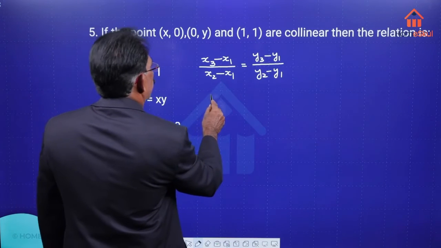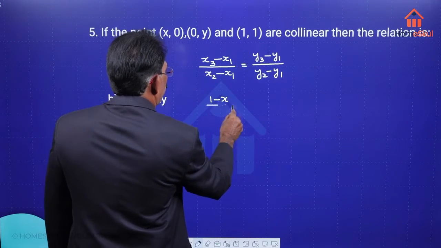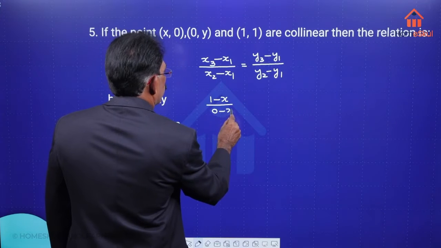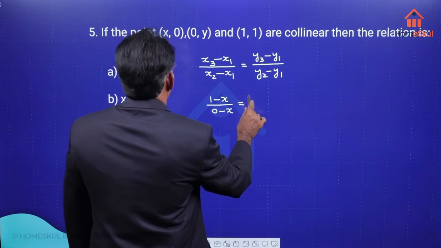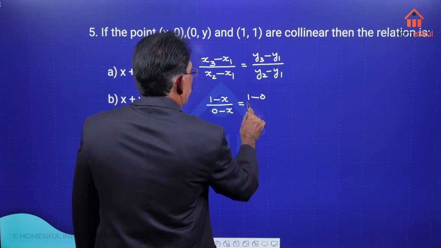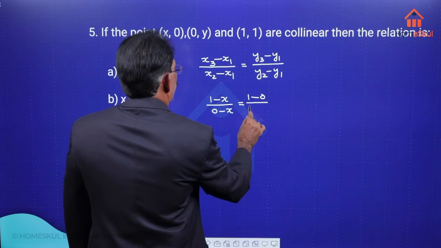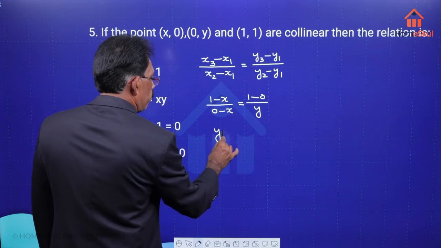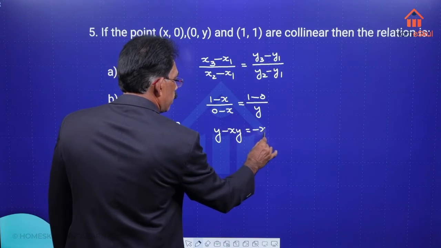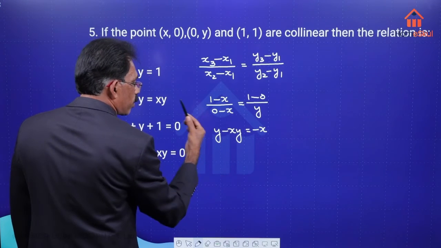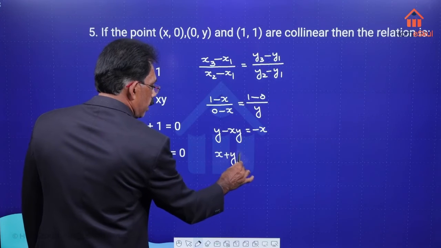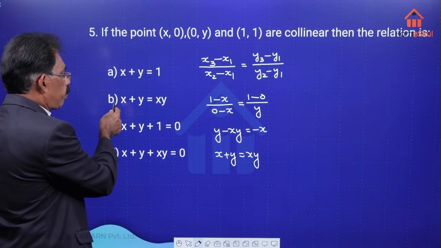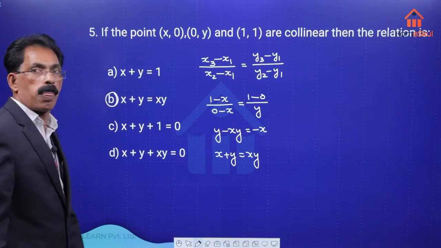That is (1 minus x) divided by (0 minus x) is equal to (1 minus 0) divided by (y minus 0). So look here, cross multiplication: y into (1 minus x) is equal to minus x, so y minus xy is equal to minus x. Minus x is taken to this side. What happened? x plus y is equal to xy. Is it clear? So which answer? x plus y is equal to xy, B is the correct answer.